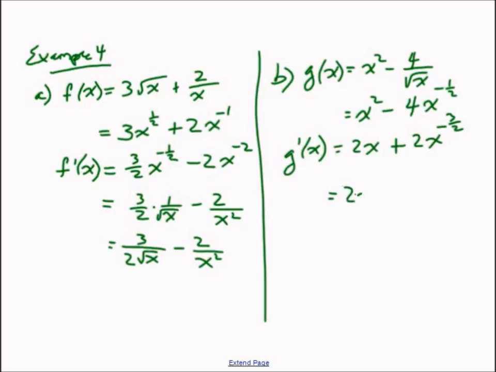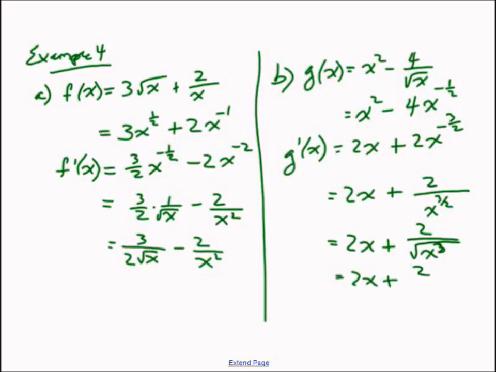Now be careful simplifying this. 2x plus 2 over x to the power of 3/2. We can do better than that, I think. 2 over x cubed, which is square rooted, which actually equals 2 over x square root x.